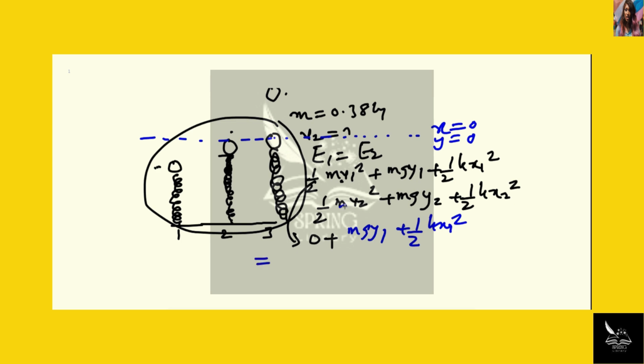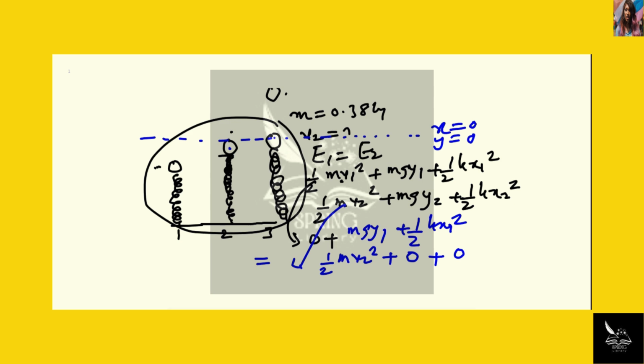Now for level 2, the ball is just in the middle and it is just about to be released from the spring. So at this location, we'll have the kinetic energy half mv2 squared, and the potential energy is 0, because this is the assumed 0 reference level. And since the spring is not stressed at this level, the elastic potential energy is also 0.